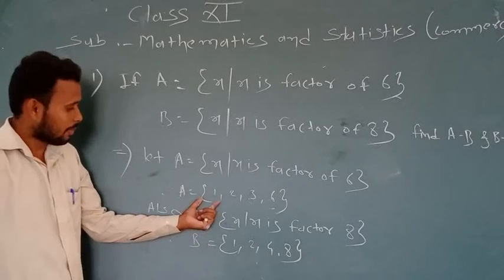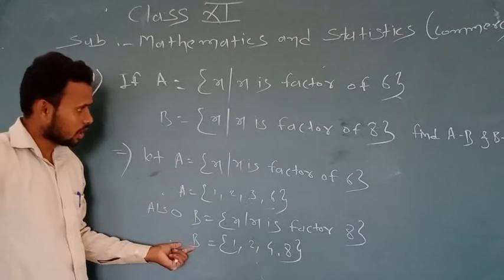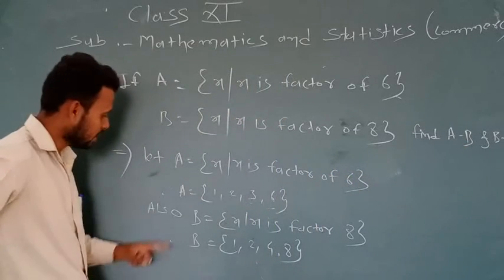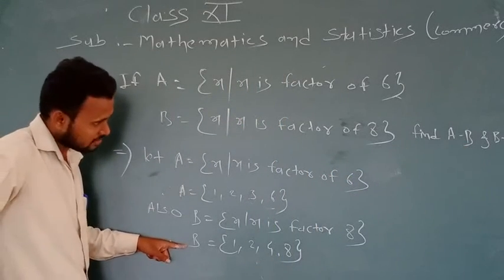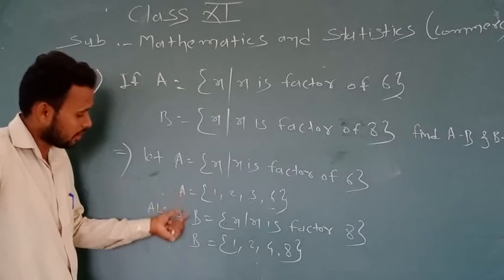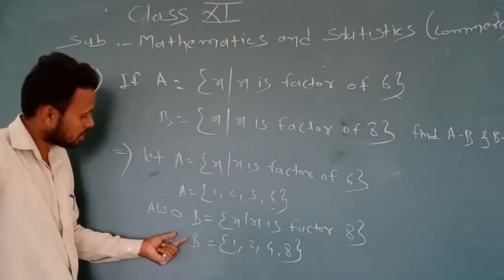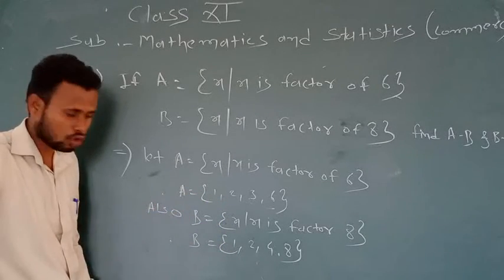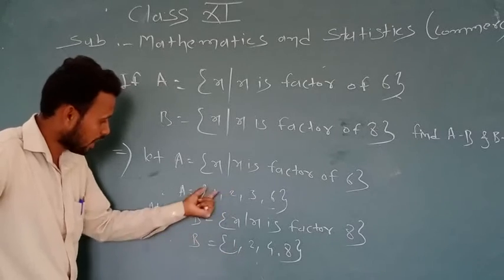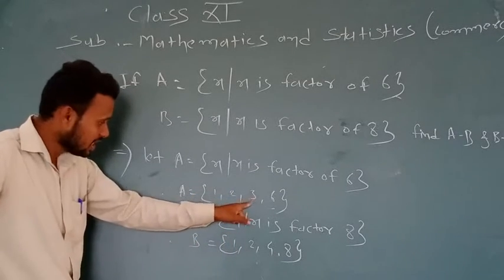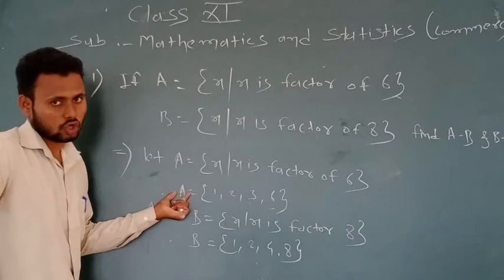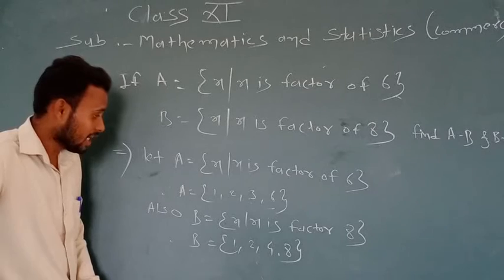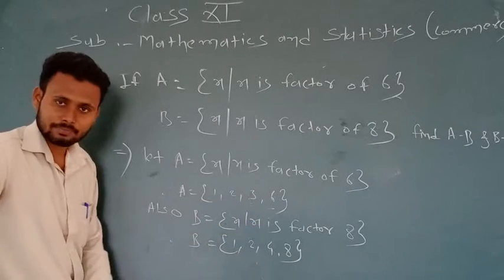Means we found two sets, A and B. Now we will find A minus B and B minus A. A minus B is the set containing all elements which belong to A but do not belong to B. Here 1 and 2 are in A but also in B, so we do not take them. 3 and 6 belong to A but do not belong to B. Therefore A minus B is equal to {3, 6}.